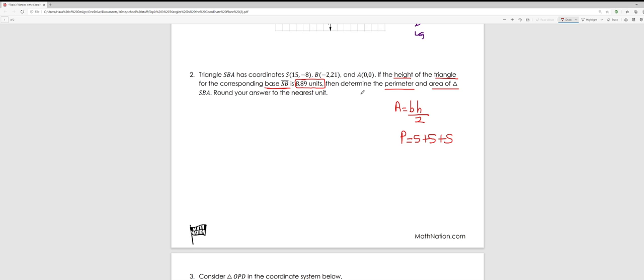Okay, in this case, I don't have a grid. So what I'm going to do, just so you can see it, is make a coordinate plane.